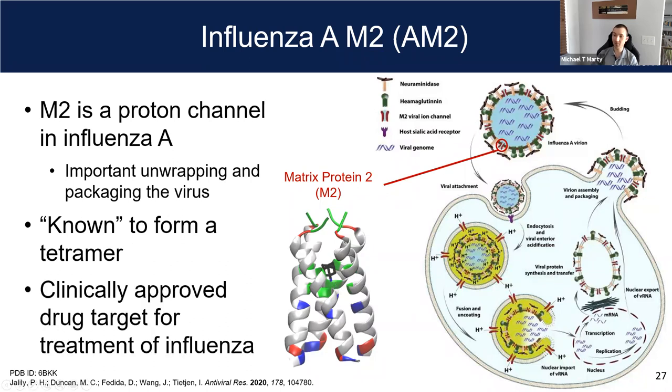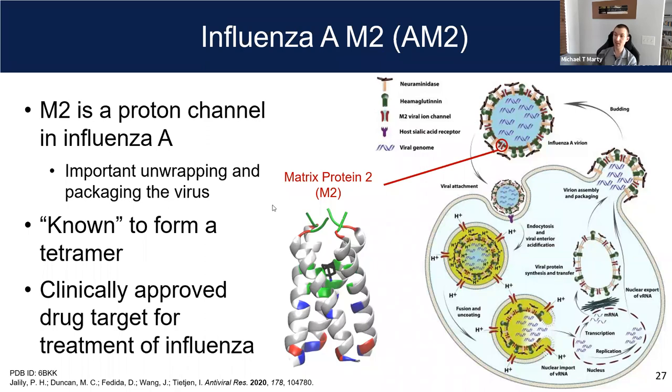It's a clinically approved drug target for two drugs, amantadine and rimantadine. Unfortunately, both of these are no longer really that useful therapeutically because most strains, well, about half of all strains, are resistant to these. So it's a known antiviral target where we have drugs that should bind. We also know the mutations that are going to be drug resistant. So we thought this would be a really good system to look at and try to understand this.